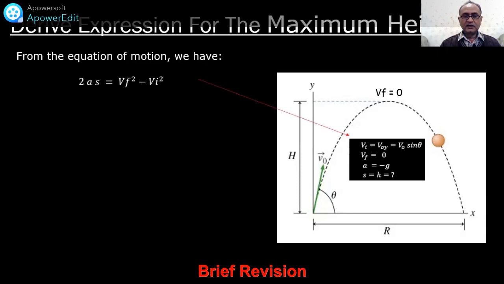And in the data you can see over here, the initial velocity considered is V naught y. Its value is V naught sine theta. Since the body will reach a certain height, at that point its velocity will become zero, meaning its final velocity becomes zero, right? That is why it's written over here that Vf is equal to zero. And since the body is going up, a is equal to minus g, right? And we have to find the height. That is why a question mark is written over here.